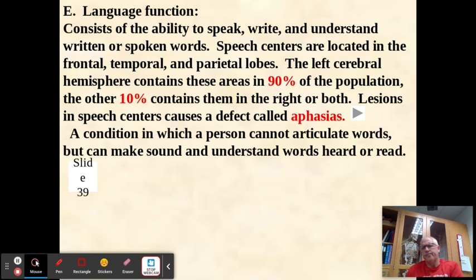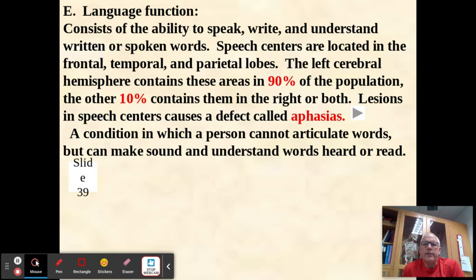What we found, and this really doesn't have anything to do with a whole lot unless you have an injury, is 90% of people put language in the left hemisphere. Only about 10% put it on the right, which has no significance unless you have a severe injury. If you remember, I showed you a video of Gabby Giffords and how she got shot in the head, and unfortunately it was on the left side, so she had a lot of hard time with speech.